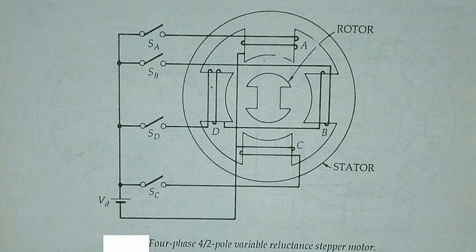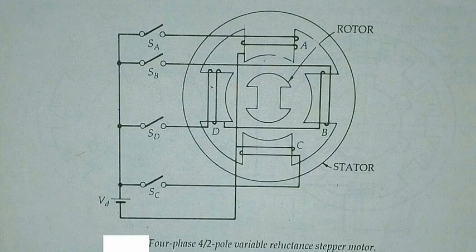The direction of rotation can be reversed by reversing the sequence of switching the windings, that is A, D, C, B, A. It is seen that the direction of rotation depends only on the sequence of switching the phases and is independent of the direction of currents through the phases.